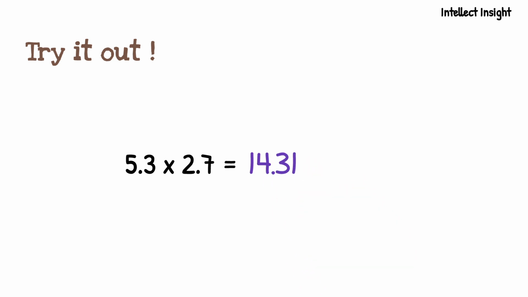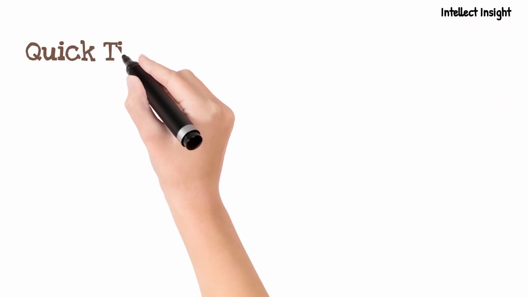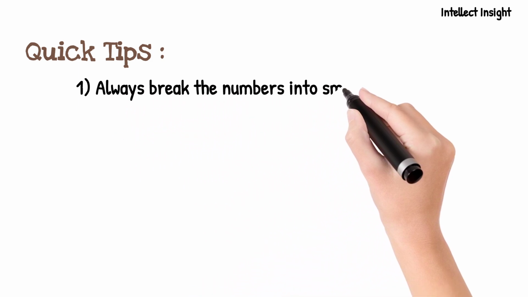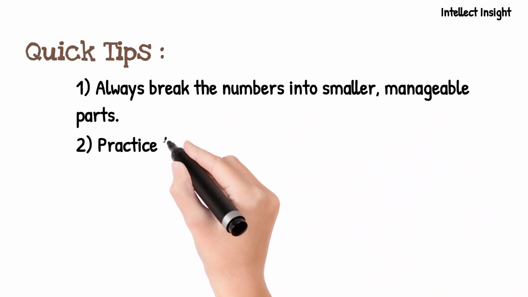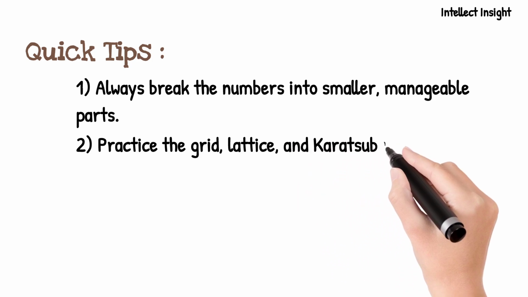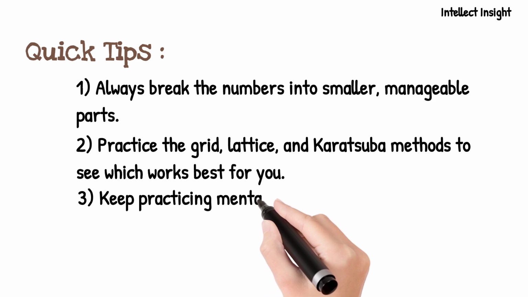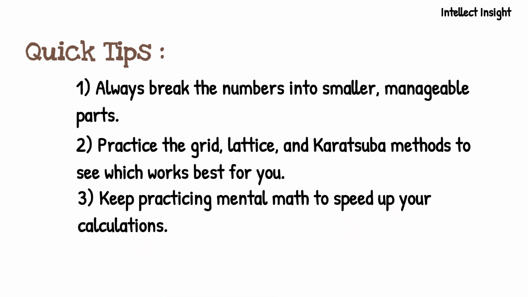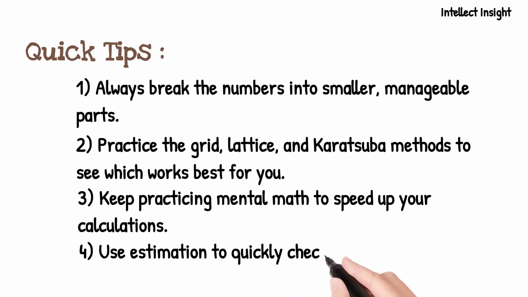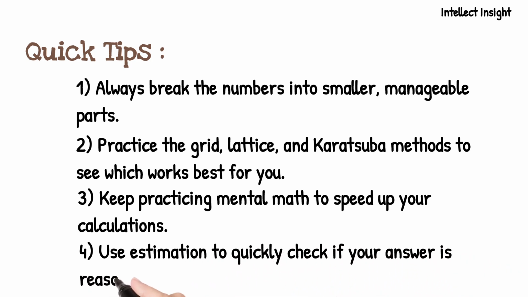As we wrap up this video, I want to leave you with some quick tips for multiplying big numbers faster. First, always break the numbers into smaller, manageable parts. Second, practice the grid, lattice and Karatsuba methods to see which works best for you. Third, keep practicing mental math to speed up your calculations. Fourth, use estimation to quickly check if your answer is reasonable. The more you practice, the easier it gets.